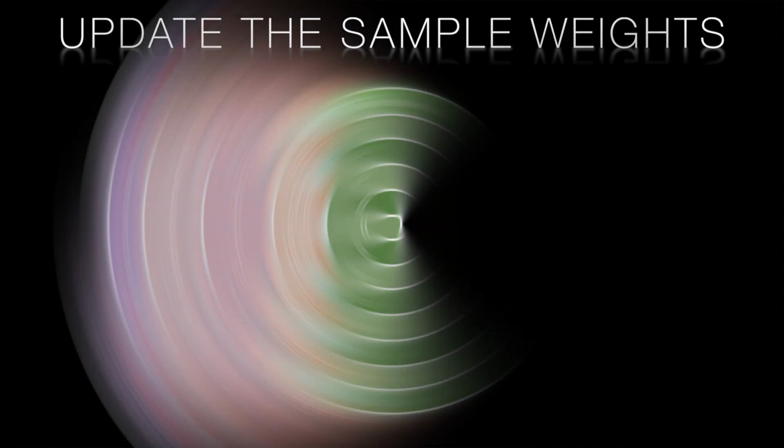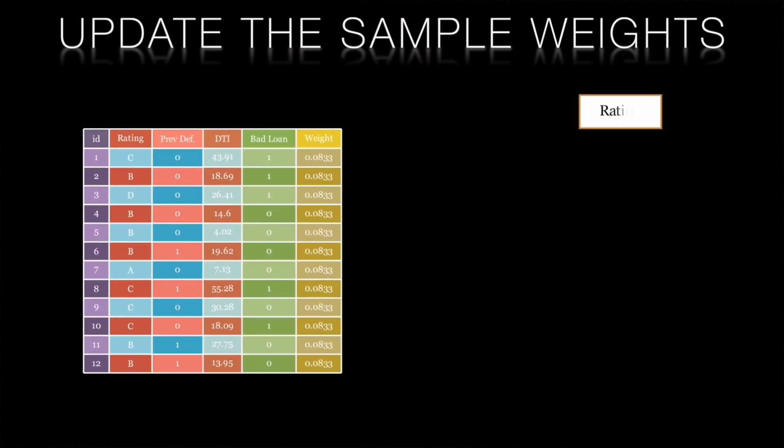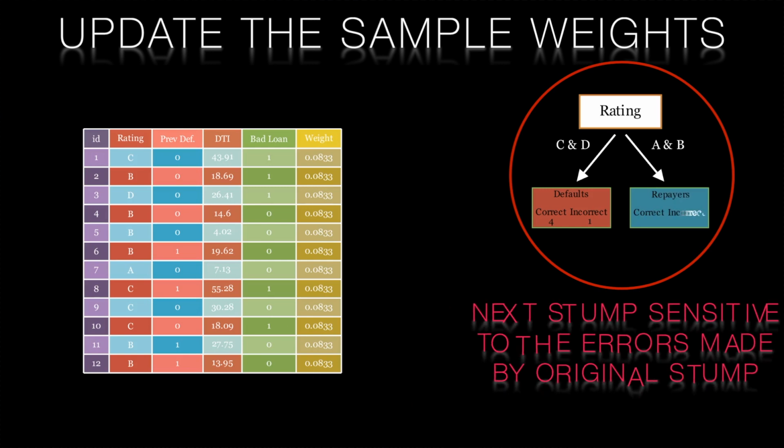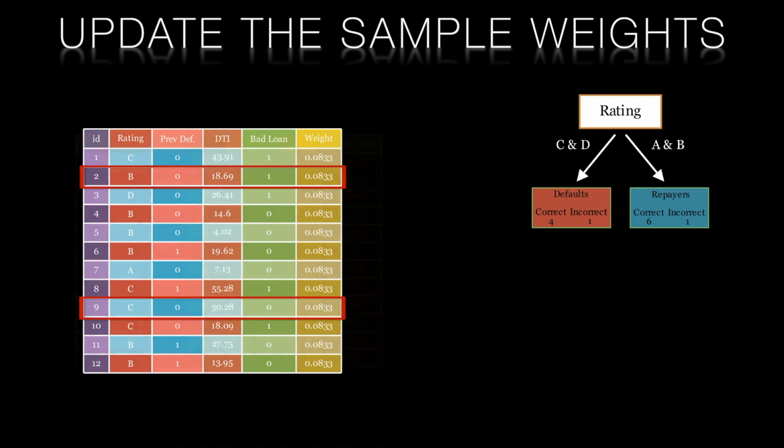We will now want to increase the sample weights of the 2 incorrectly classified samples so that the next stump's training data will be richer in these values and the next stump will be more sensitive to the errors that this stump made. We want to make it more likely that the incorrectly classified samples will be overrepresented in the training data for the next stump. These are the 2 records that were misclassified, record 2 and record 9.